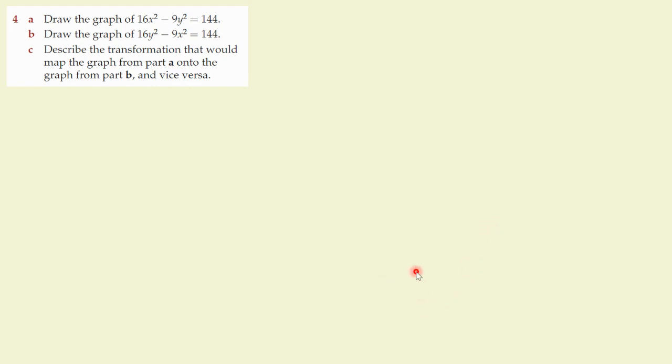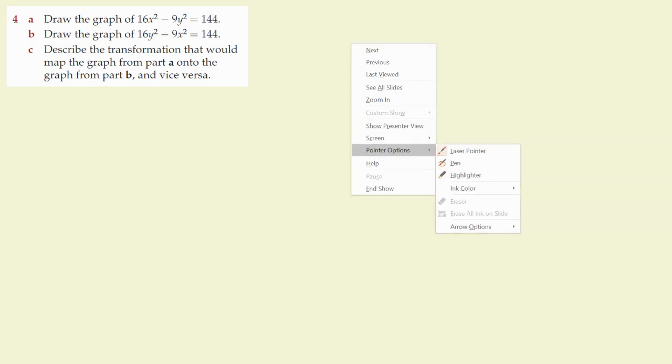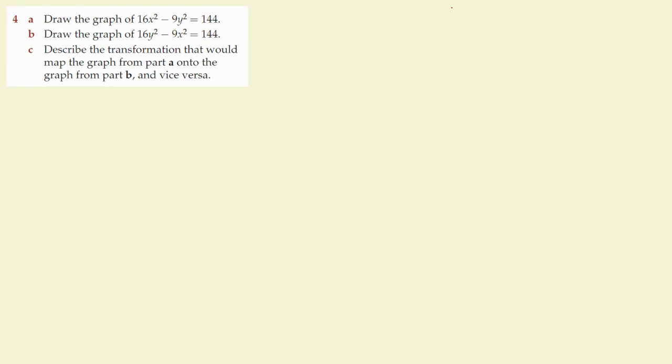And we've got two things that look relatively similar to each other. We've got 16x squared minus 9y squared is 144, and 16y squared minus 9x squared, we swap the x and the y over, notice, is 144. And then we've got to describe the transformation that would take part A onto part B, vice versa, that kind of thing. Okay, so let's have a look. So let's grab a pen.